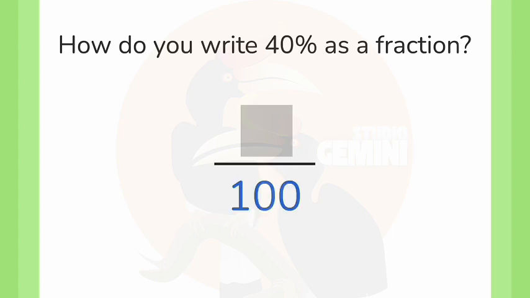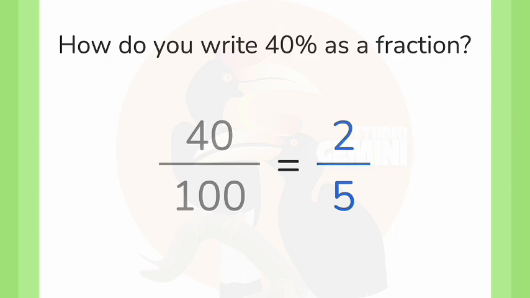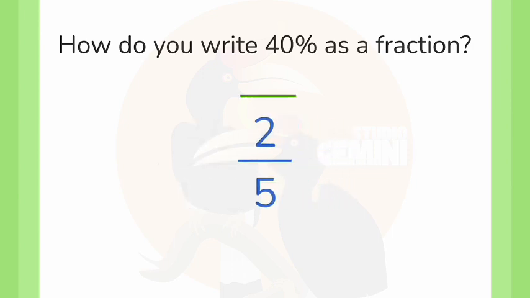Since we have 40%, we have 40 parts out of 100. So our numerator is 40. Great! Can this fraction be simplified? Both 40 and 100 are divisible by 20. So this fraction is equal to 2/5. 40% is equal to 2/5.